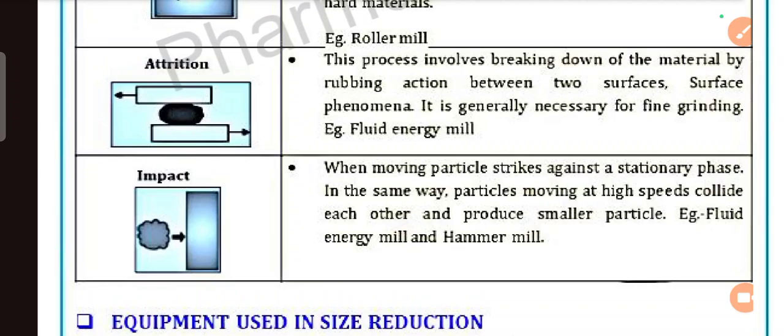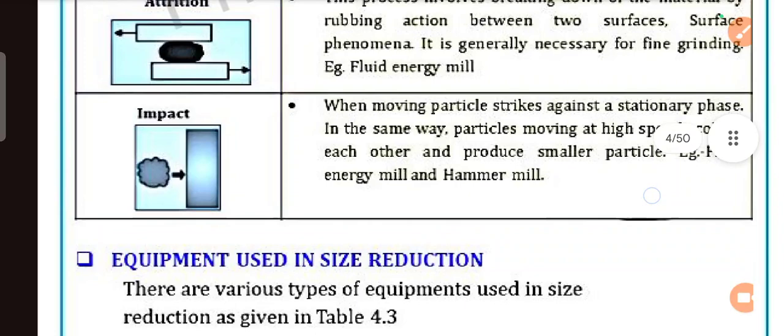Impact. When a moving particle strikes against a stationary phase, or in the same way, particles moving at high speed collide with each other, they produce smaller particles. Fluid energy mill and hammer mill.